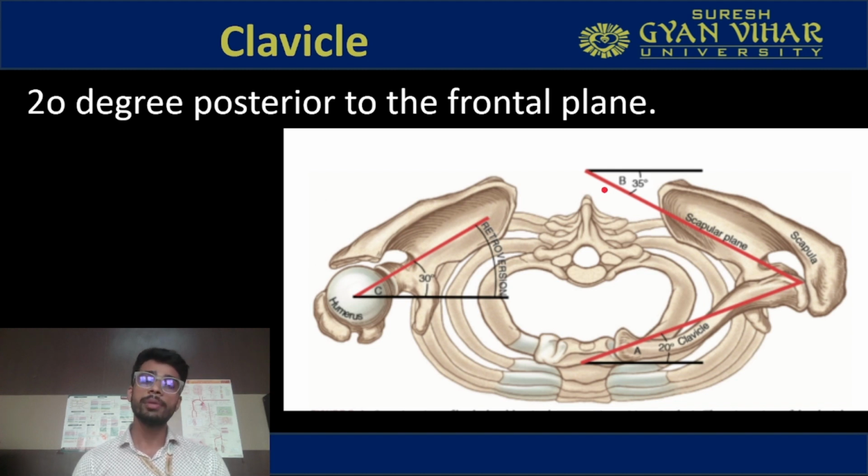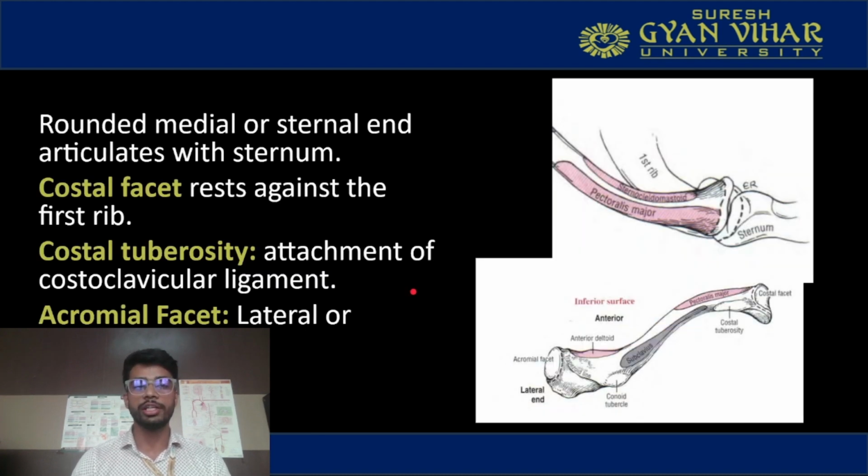Also remember that your clavicle bone is 20 degrees posterior to the frontal plane. As you can see, this black line in the diagram represents the frontal plane, and this is your clavicle bone, placed 20 degrees posterior. This is the posterior part and this is the anterior part of the frontal plane. So this is how your clavicle is located in space. It is always 20 degrees posterior to the frontal plane.